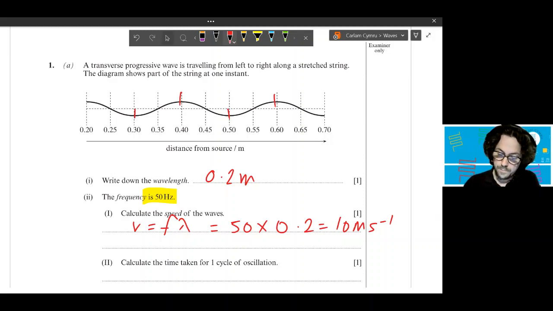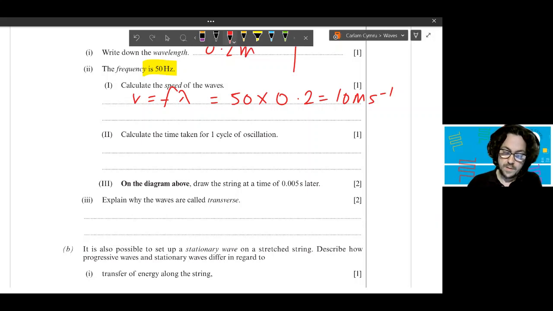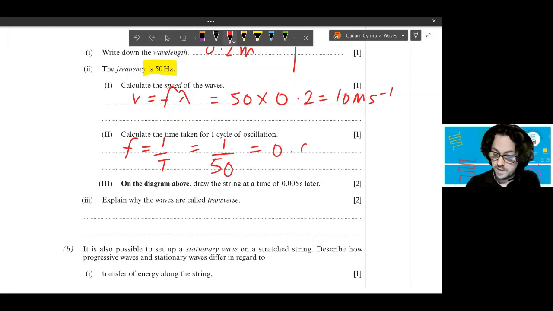Next, if we go down, calculate the time taken for one cycle of oscillation. Well, again, we know that f is equal to 1/T, which is 1 divided by the time for one oscillation. Sorry, we've had to rearrange this, haven't we? T is equal to 1 over f. So that's going to be 1 over 50. And that's equal to 0.02 seconds.